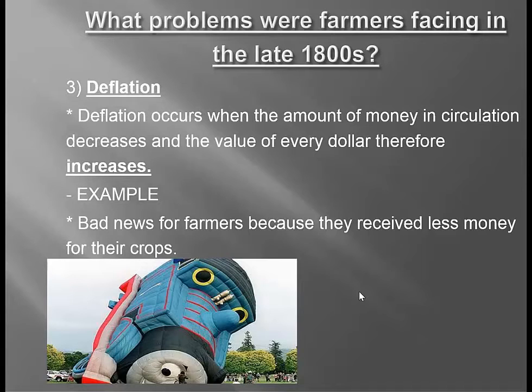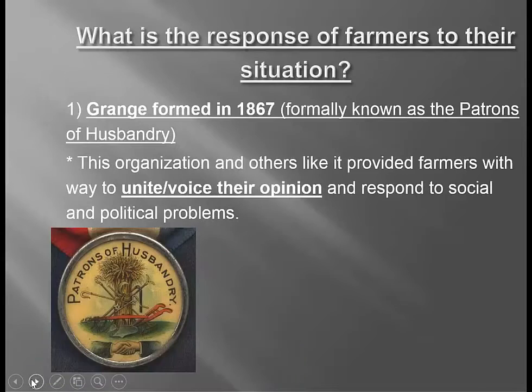The bad news was that the farmers received less money for their crops. They could not make their mortgage payments. The railroads were charging really high rates. Farmers would try to buy more land to grow more crops. It just became a really vicious cycle, and a lot of farms were going under.